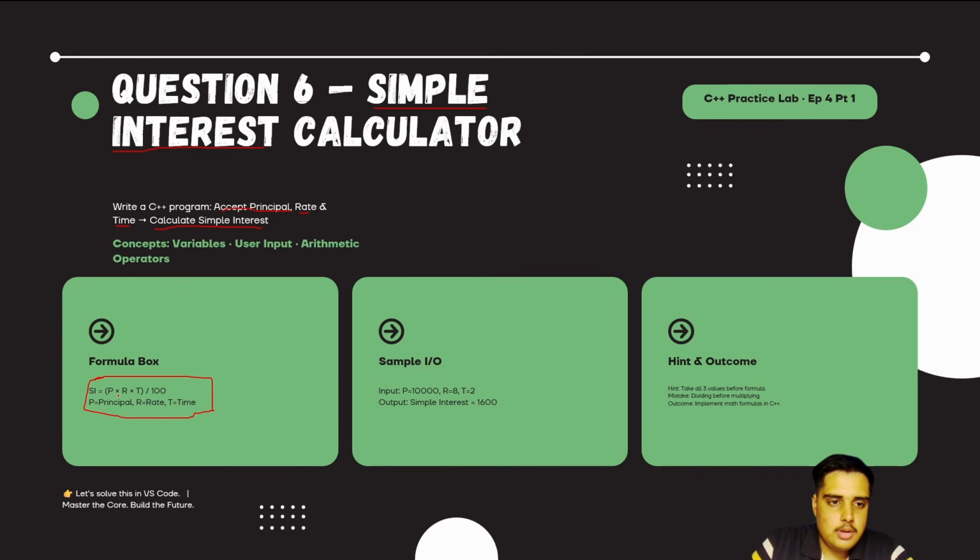Simple interest is equal to principal into rate into time, whole divided by 100. This is a sample input output where we can take principal as 10,000, rate as 8 and time as 2 years. So simple interest will come as 1600. Hint: we have to take all three values before the formula. The mistake is dividing before multiplication. And the outcome here is to implement math formulas in C++.